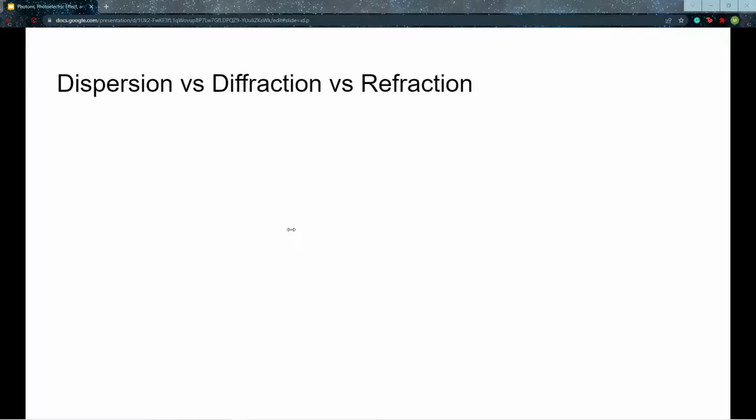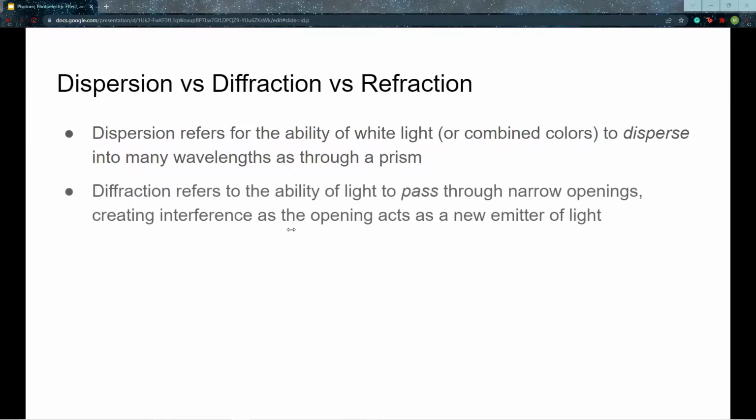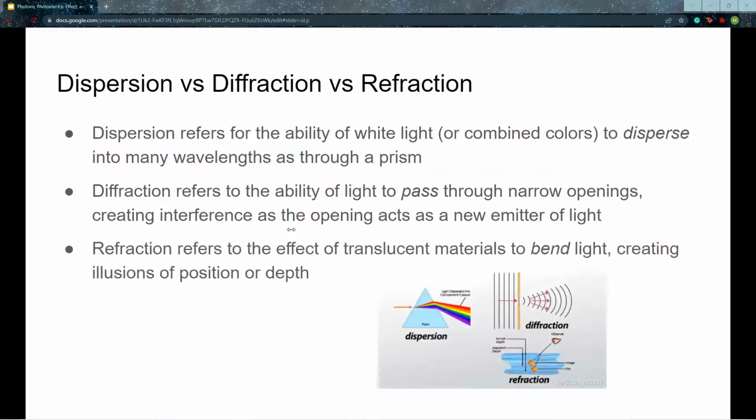Here we're going to discuss three phenomena of light. Dispersion refers to the ability for white light or other combined colors to disperse into many separate wavelengths when passing through a prism. Diffraction refers to the ability of light to squeeze through narrow openings, creating interference as it passes through. Refer to the double slit experiment for more information on this phenomenon because it's really very cool. And refraction refers to the effect that translucent materials have on light, effectively bending it to create illusions of perception or depth. You can see visualizations of these phenomena in the picture below.